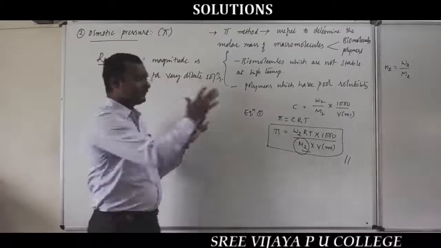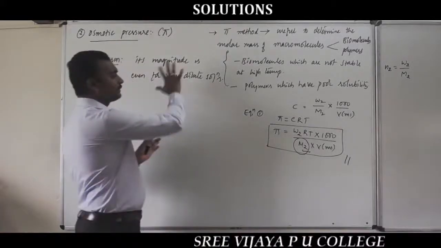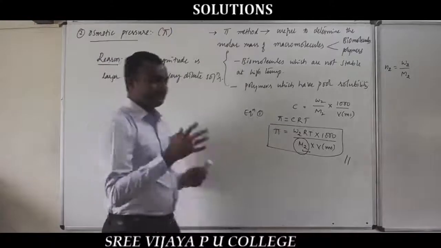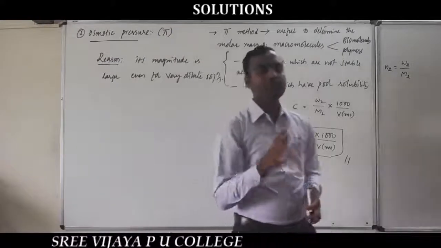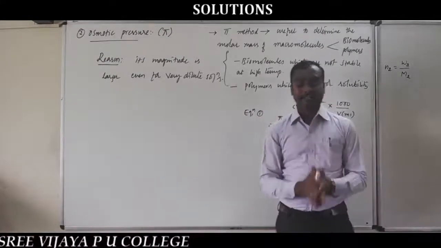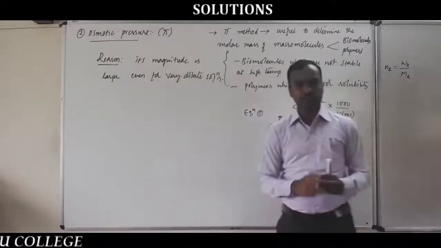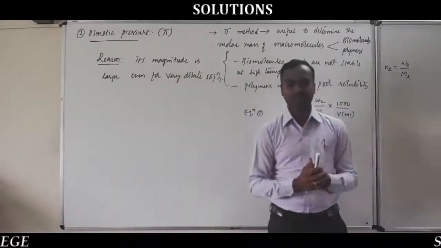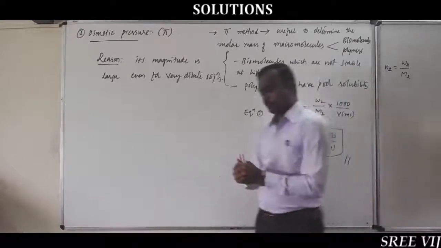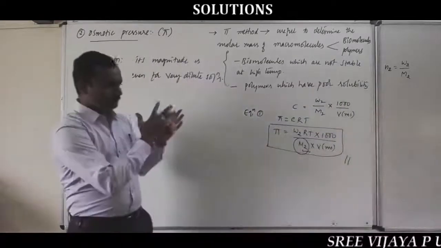Totally, it is very useful to determine the molar mass of macromolecules. Remember the reason for which method: that is the osmotic pressure method, because the osmotic pressure value, its magnitude, is very high even for a dilute solution, so that you can easily determine the molar mass of the solute. So that's about the osmotic pressure and some important exam questions.